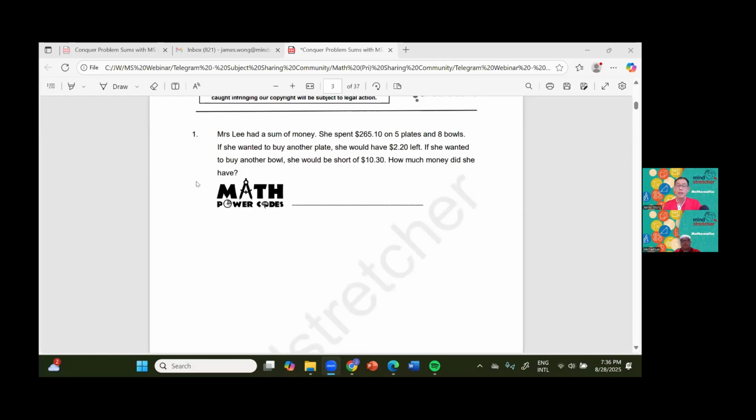Okay, great. Thank you for the response. Yes, I think quite a number of you actually got it correct. Now, this question here, let's analyze. It talks about plates and bowls, and you have a certain amount left and a certain amount that you are short of. So when you look at this, it should ring a bell that this is actually about excess and shortages.